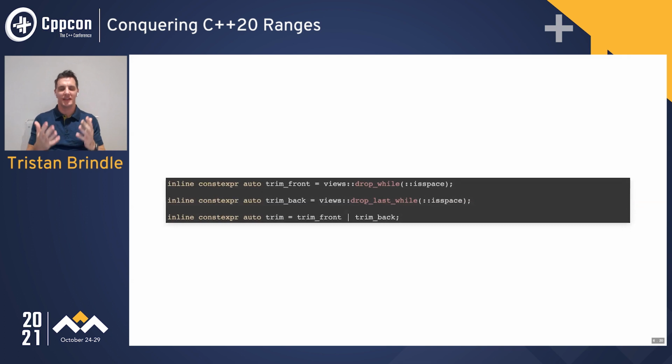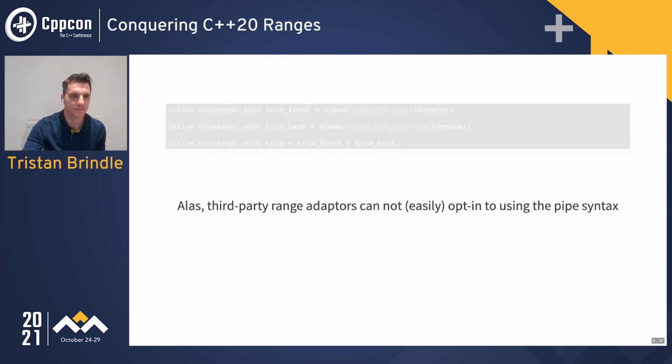So assuming we've got there, can we at last go ahead and just use our new views drop last while instead of trim back? No, we can't. This makes me very sad. Well, actually, of course we can use our drop last while view, but the way we have to do it is by calling our views function object as a function. What we can't do is try and use the pipe syntax.